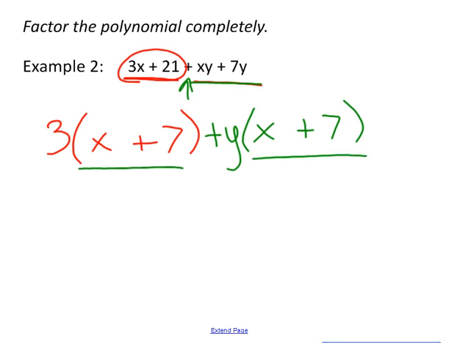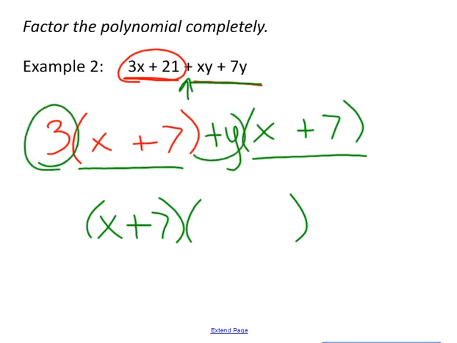Remember, when you're doing this, those two have to match exactly, including the signs. So we're going to divide out the x plus 7. And what is left? We have 3 plus y.